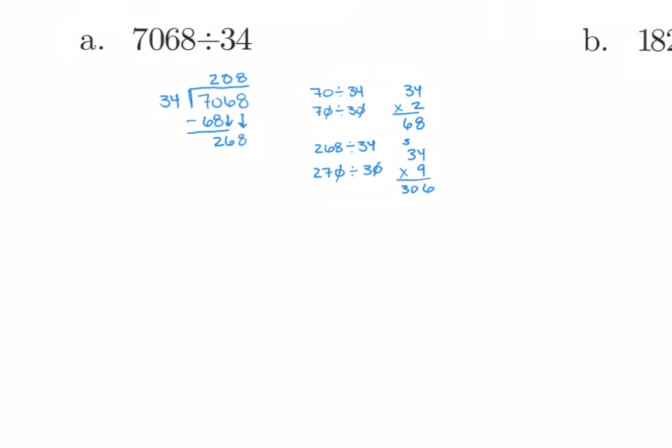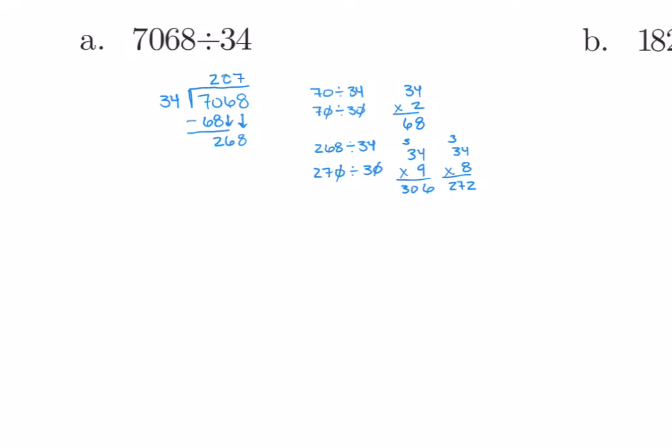So if we go ahead and multiply 34 times 8, we get 8 times 4 is 32. 8 times 3 is 24, plus 3 is 27. Even that is too big. 272 is bigger than 268. So again, I need to back it off and make it a 7.